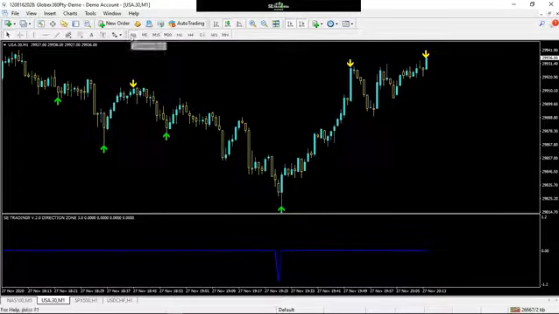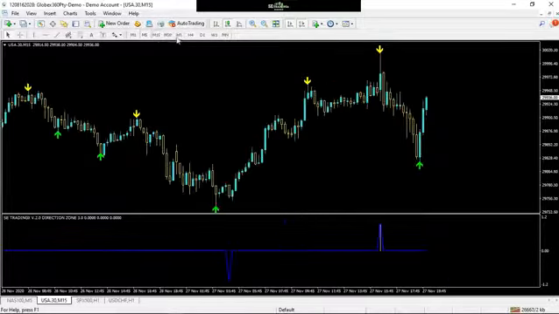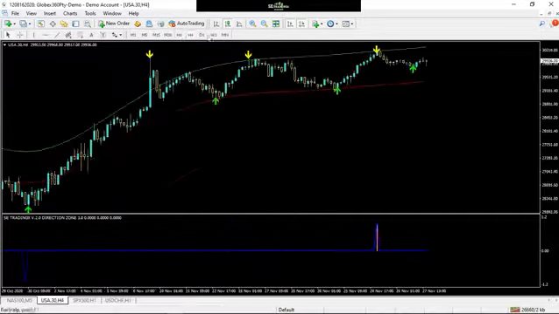The M1 moves a little too crazy and sometimes it can fake you out. But for scalping, you want to use the M5. So scalpers, the M5 is the one you want to use to scalp indices. Everyone else, M15, H1, H4, daily. That's perfect.